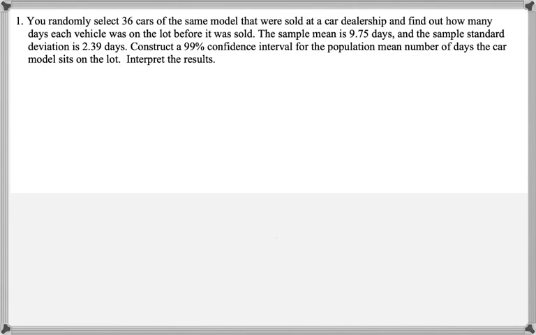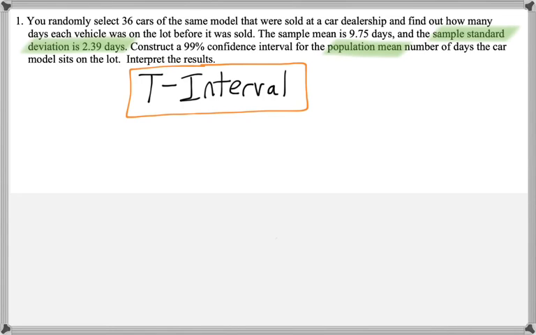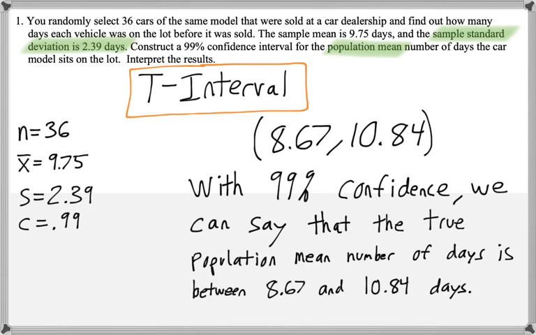Now I want to quickly go through some problems and highlight how we can tell which interval we have to use. So number 1 is asking for a confidence interval on the mean. So we know it has to be either a z interval or a t interval. And they provide the sample standard deviation and not the population standard deviation. So we know we have to use a t interval.